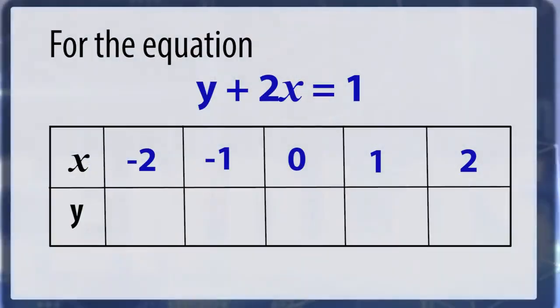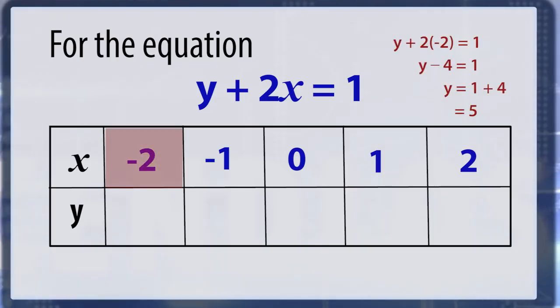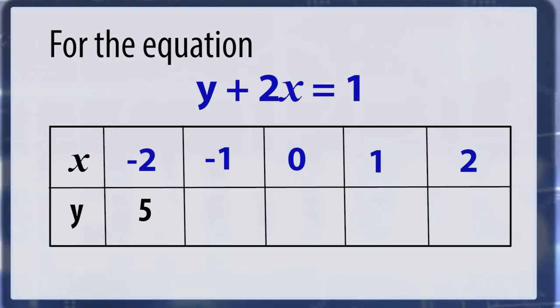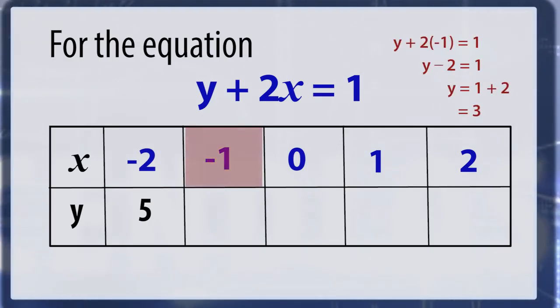So for the equation y plus 2x is equal to 1, when x is equal to negative 2, we have y plus 2 times negative 2, and that should be equal to 1. So y minus 4 is equal to 1, and solving, we have y is equal to 5. Also, when x is equal to negative 1, we have y plus 2 times negative 1, and that should be equal to 1. And so we have y minus 2 is equal to 1. So y is equal to 1 plus 2, which is equal to 3.